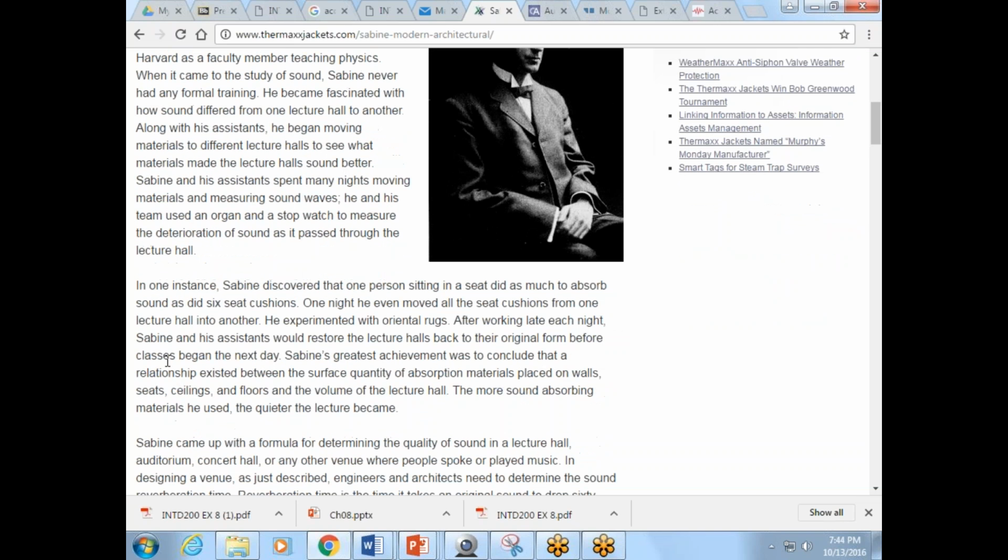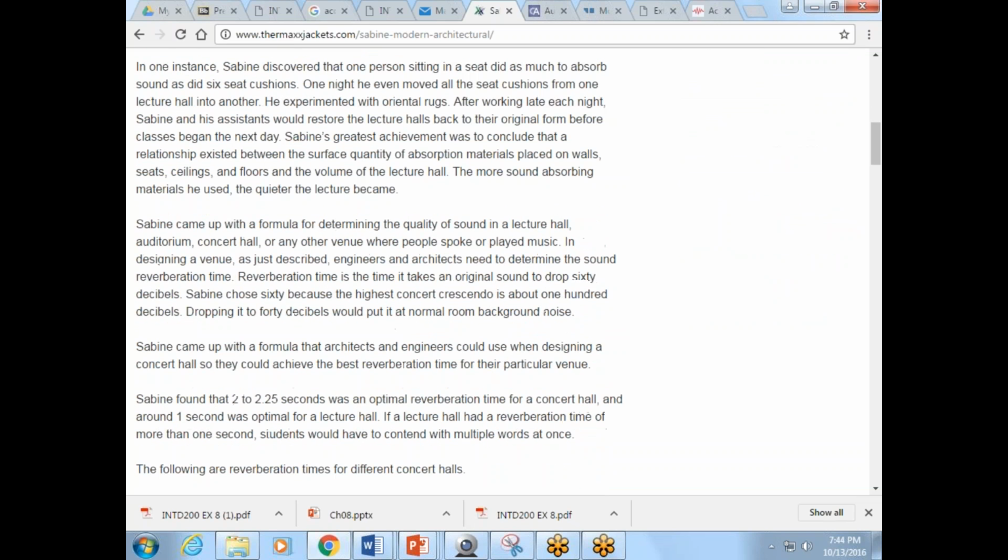I'll skip over all this extra stuff. I've included the link for you. Sabine came up with the formula determining the quality of sound in a lecture hall, auditorium, concert hall, and any other venue where people spoke or played music.